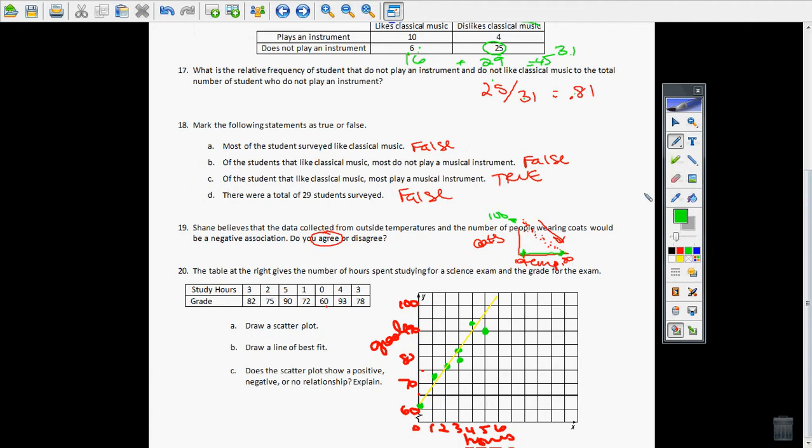Number 20 at the bottom, you had to draw the scatter plot. So we did number of hours studying here on the x-axis, and the grade is on the y-axis. And I just had to make sure everything was evenly spaced. Notice there's a break in the graph. So I started at 60 and I went by 5s. I only labeled every other 5, but I went by 5s. So I drew my scatter plot. I drew my line of best fit here in yellow. And then it says, does the scatter plot show a positive, negative, or no relationship? And I did a positive relationship because my dots are going up.